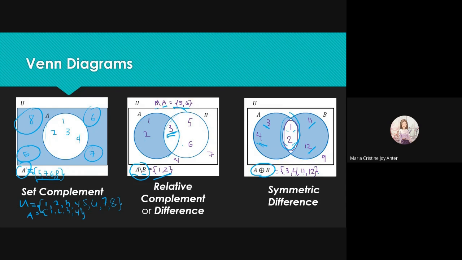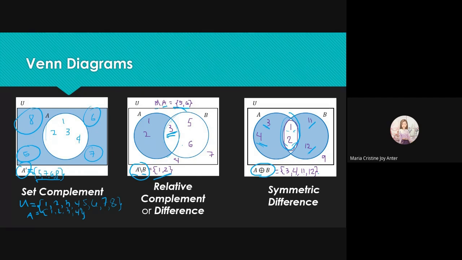Okay, questions as of the moment? Clarifications? Should we darken the region to show the intersection or union? Yes, if you graph it in the form of a Venn diagram. What if it is not drawn as a Venn diagram? You just list the elements and indicate the operation using the notations. If it is a complement, it is just an apostrophe.